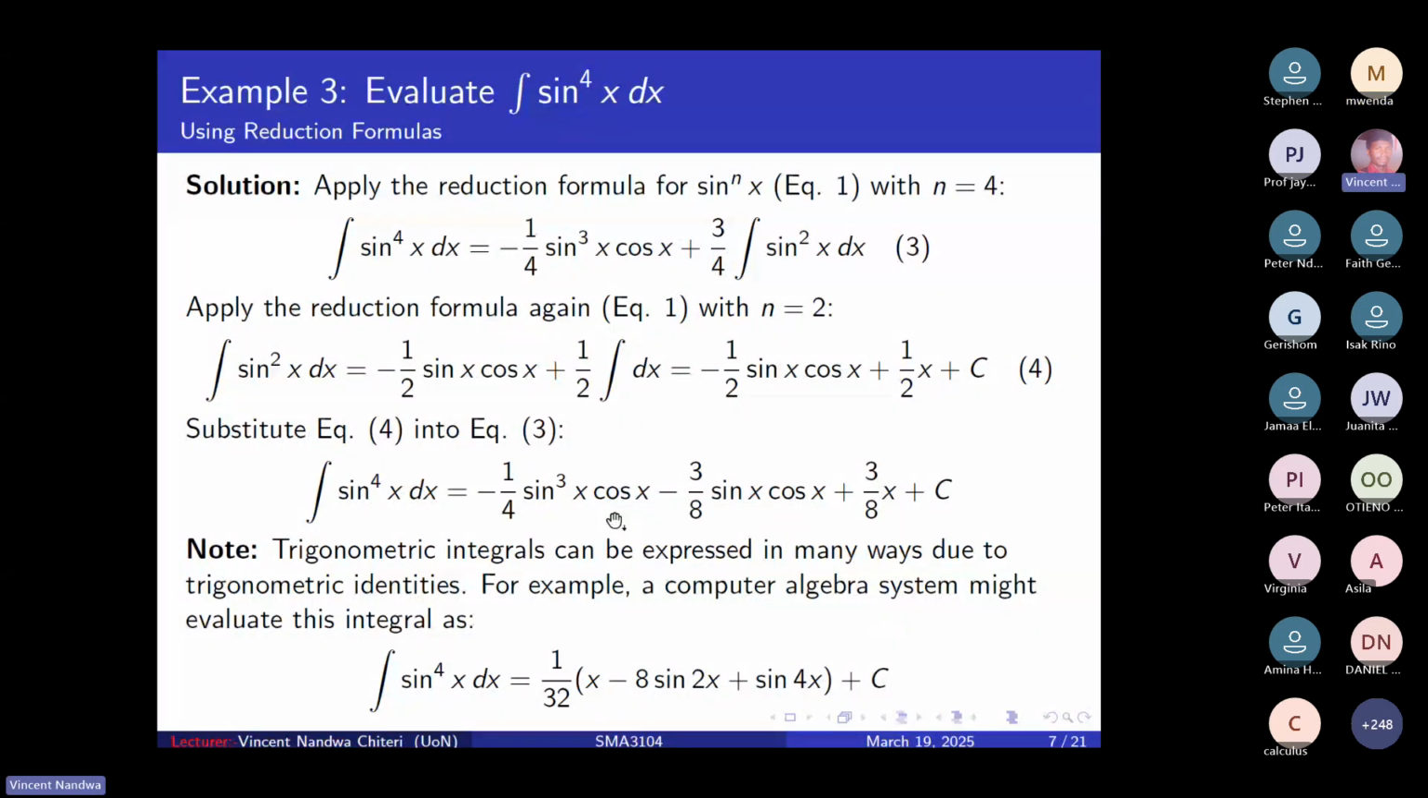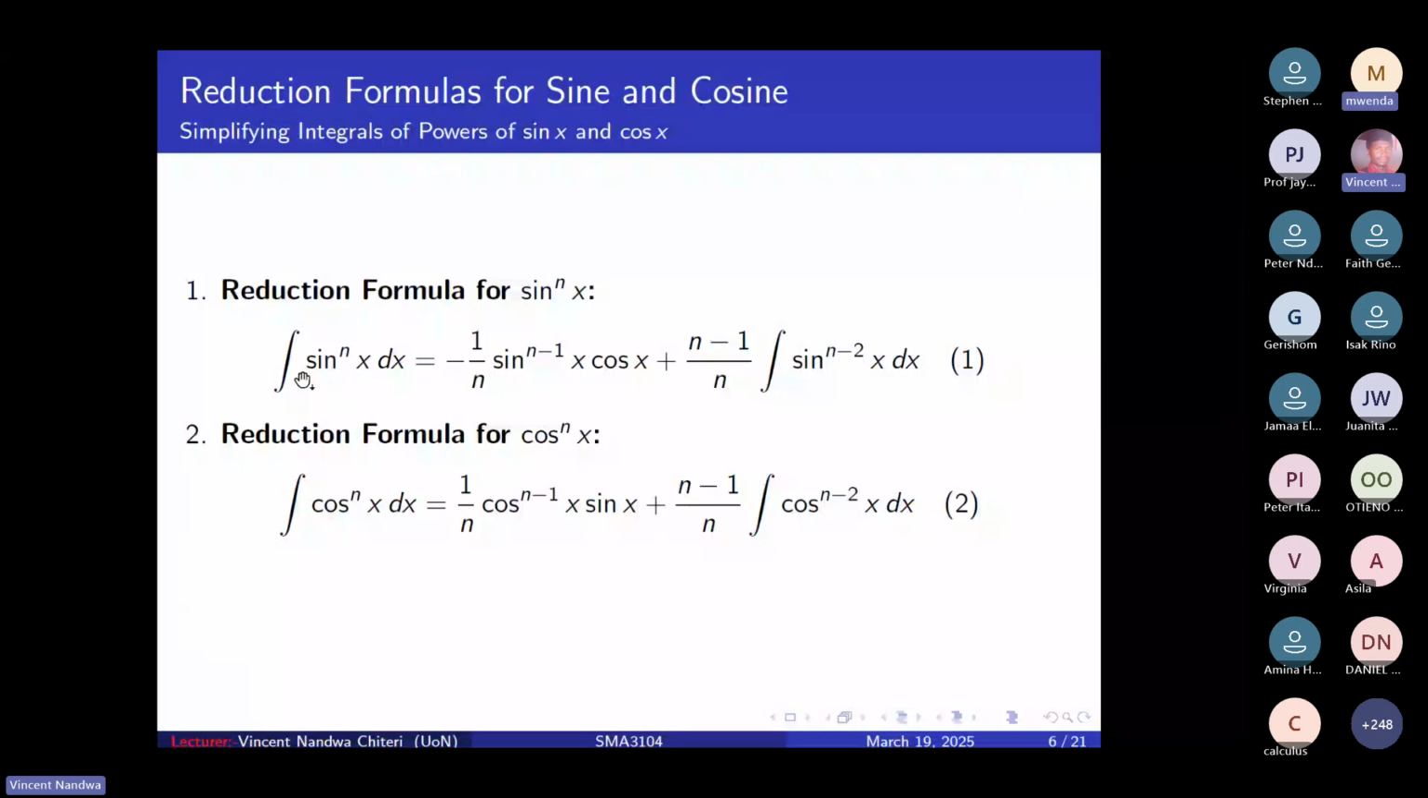When you replace n with 4 in this formula for the integral of sine power n x dx, I have negative 1 over 4 sine power 3x cos x, plus, then 4 minus 1 is 3, so 3 over 4, then the integral of sine squared x dx. So that is what is happening in this question 3. In place of n, we replace it with 4.